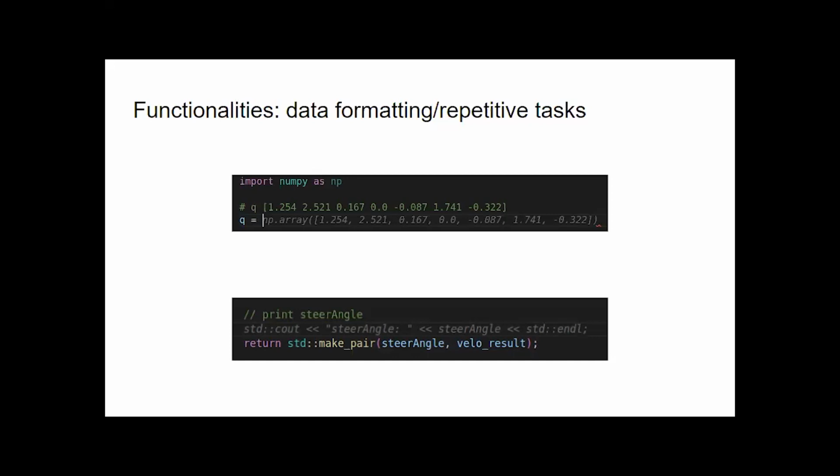Also in the image below, when you want to print something in C++, it's a little bit annoying. You have to write std, cout, and everything. Here, I just wrote a prompt saying print triangle, and it directly knew how to print it. So it's definitely a time saver.